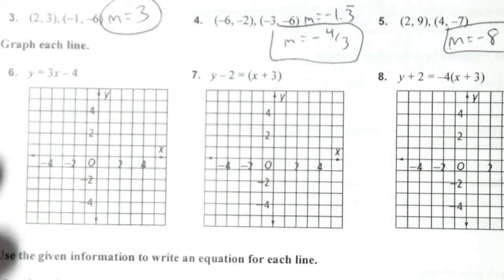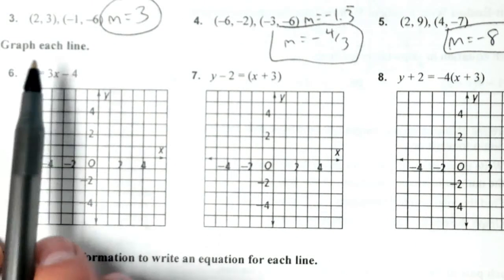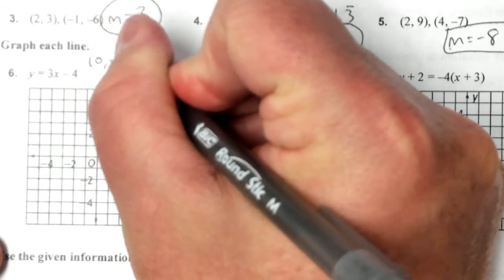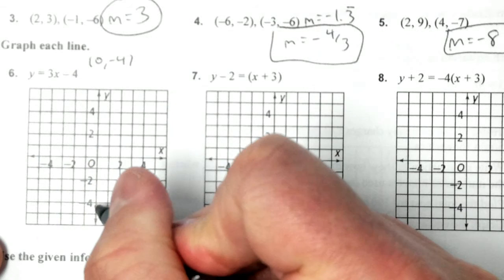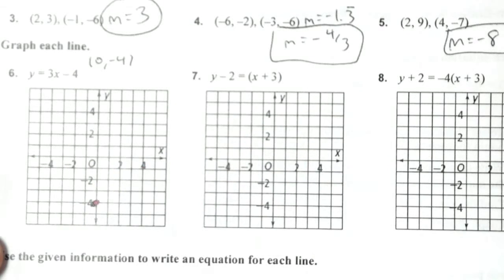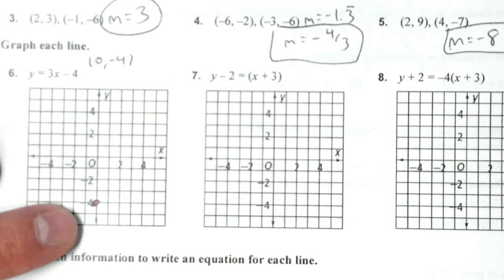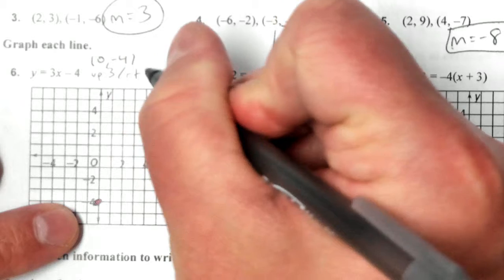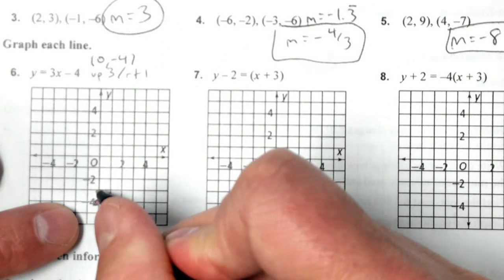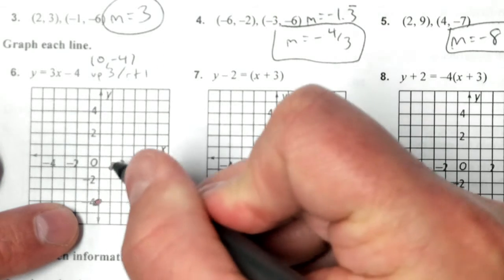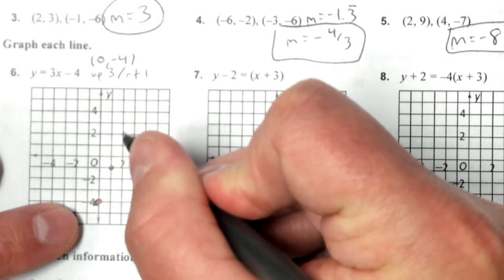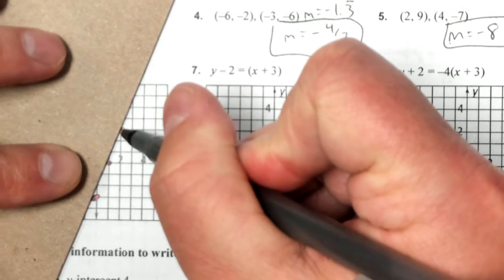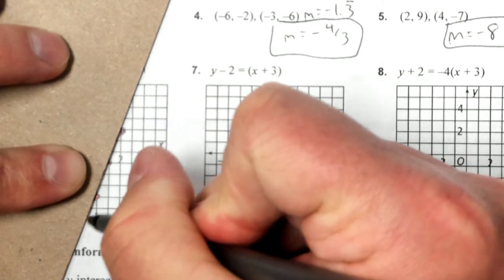Okay, the next part says graph each line. So on this one, you're going to start with the y-intercept. So I'm going to look for 0, -4, and put a dot. And then I go up 3, right 1. 1, 2, 3, 1. And you can use a straight edge, ruler.